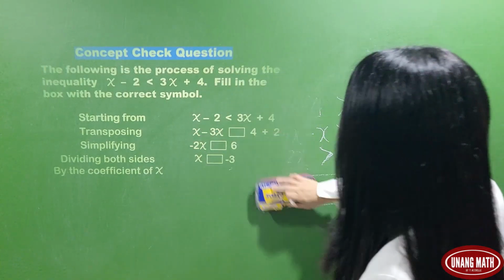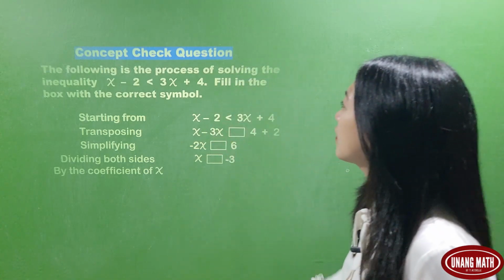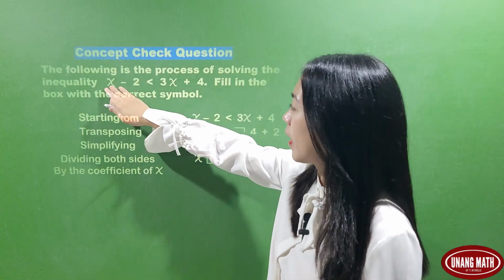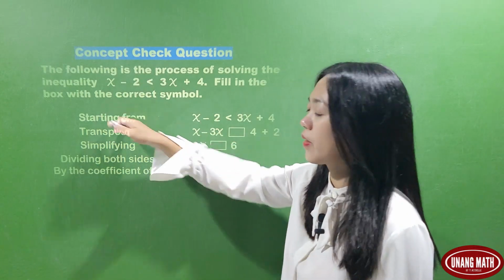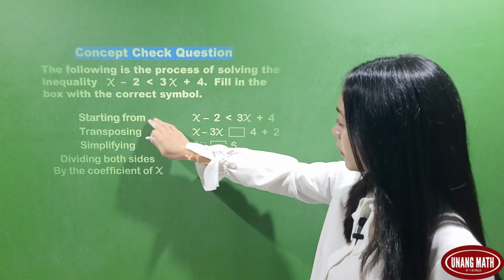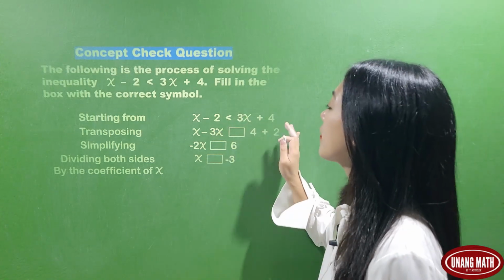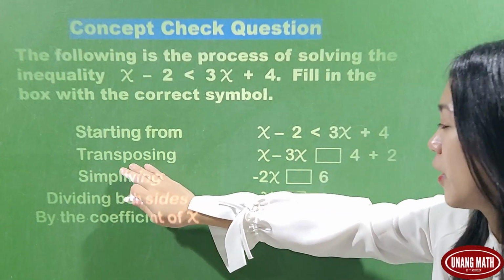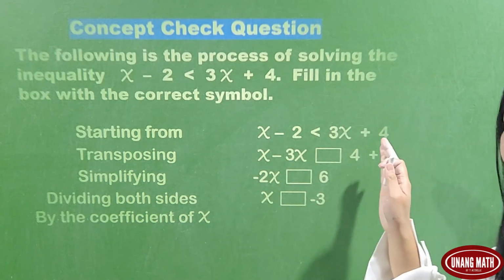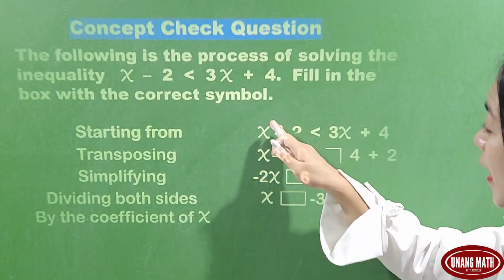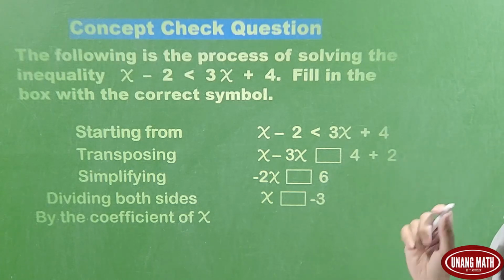Let's give another example by answering this concept check question. The following is the process of solving the inequality x minus 2 is less than 3x plus 4. We will fill in the box with the correct symbol. Starting from this inequality, x minus 2 is less than 3x plus 4, the first thing we need to do is transpose the term that has the variable to the left side, and the constant term we have to move to the right side.